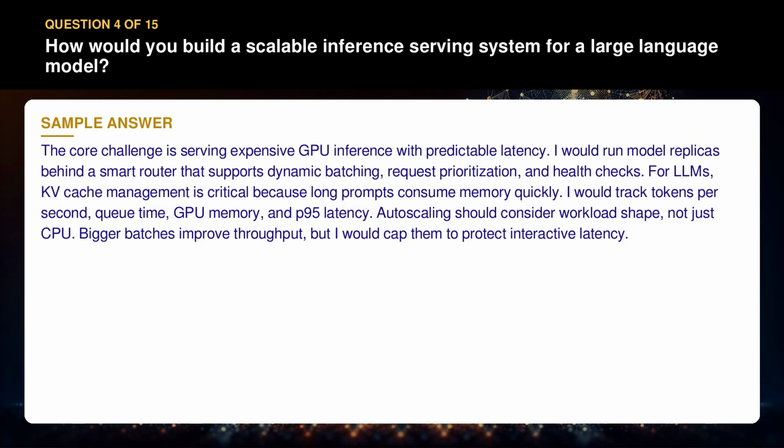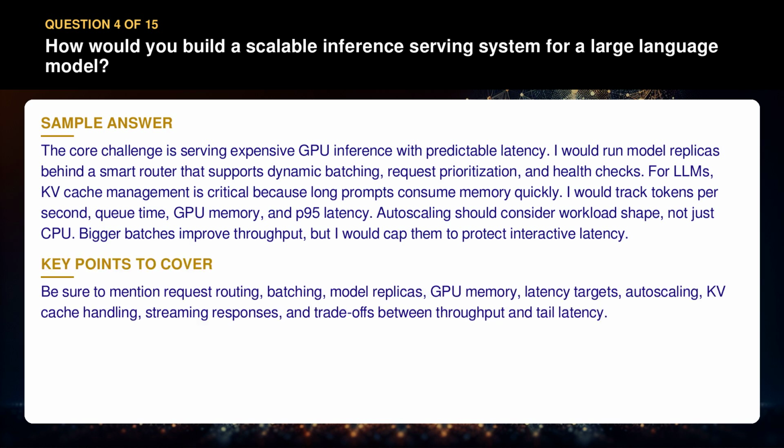Autoscaling should consider workload shape, not just CPU. Bigger batches improve throughput, but I would cap them to protect interactive latency. Be sure to mention request routing, batching, model replicas, GPU memory, latency targets, autoscaling, KV cache handling, streaming responses, and trade-offs between throughput and tail latency.